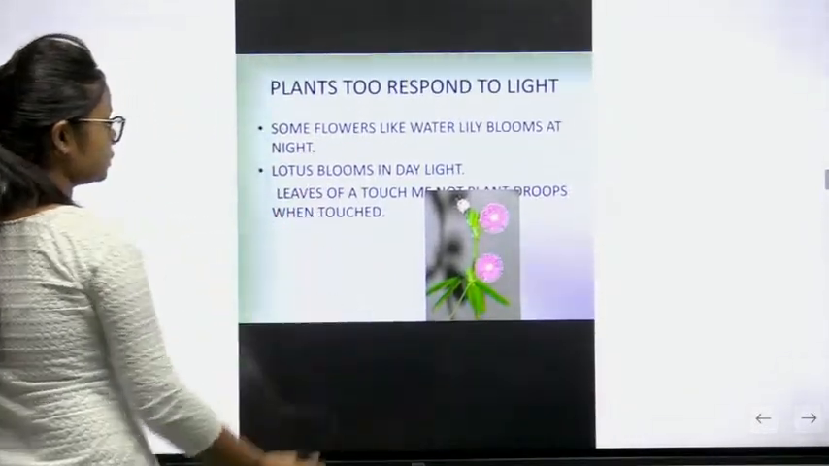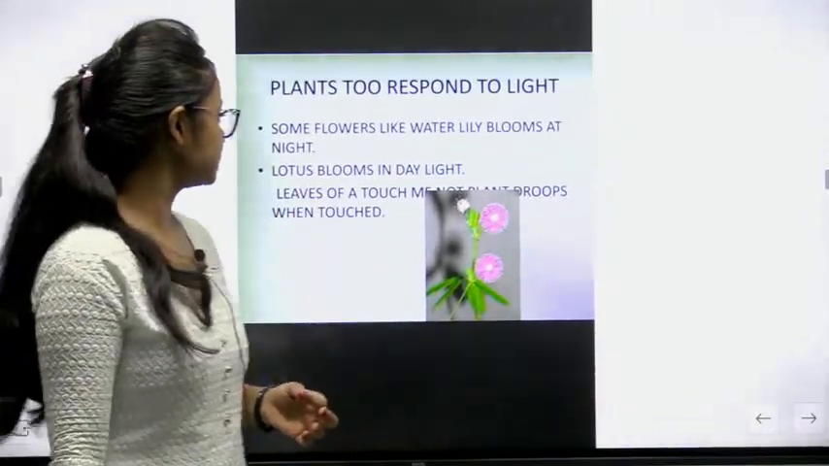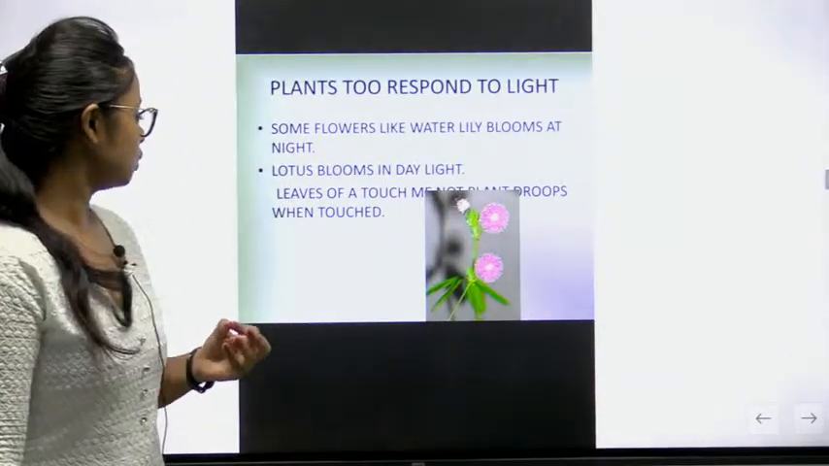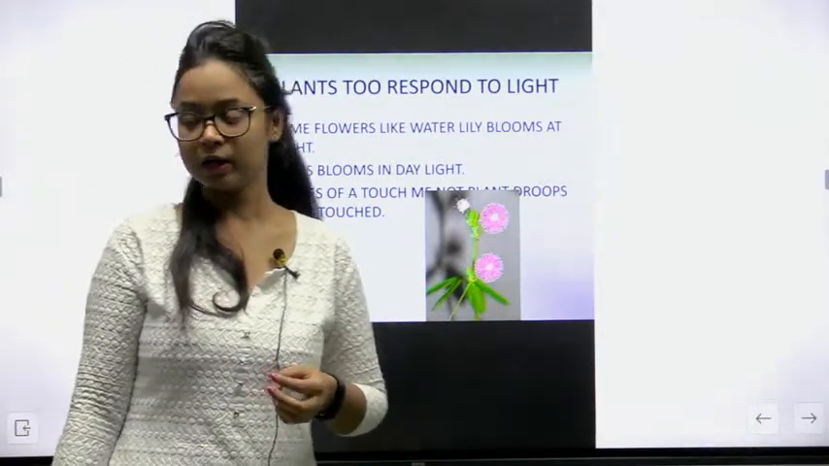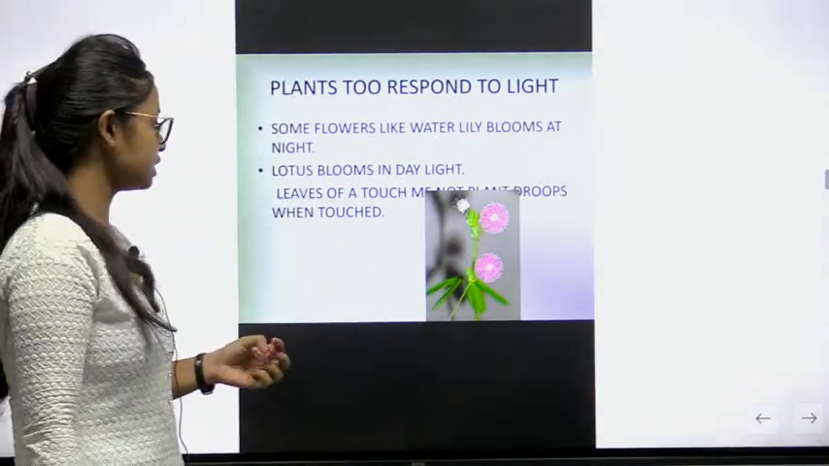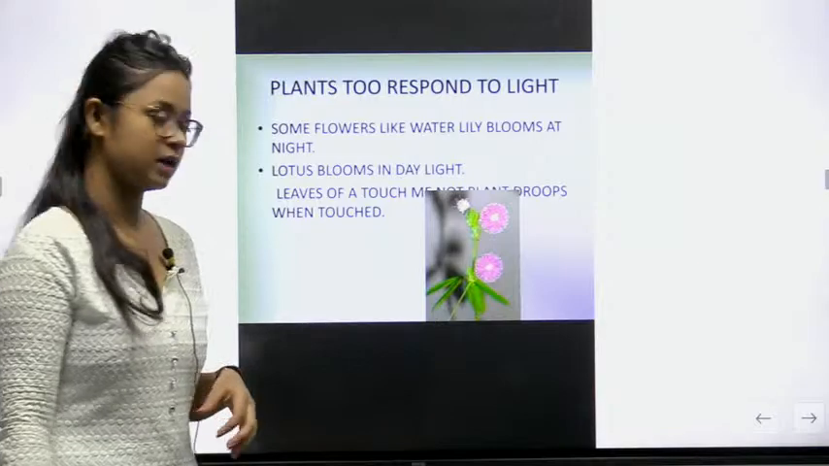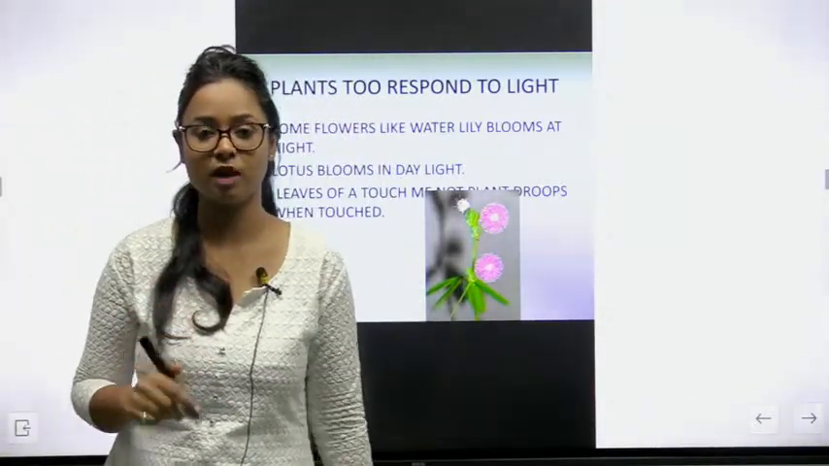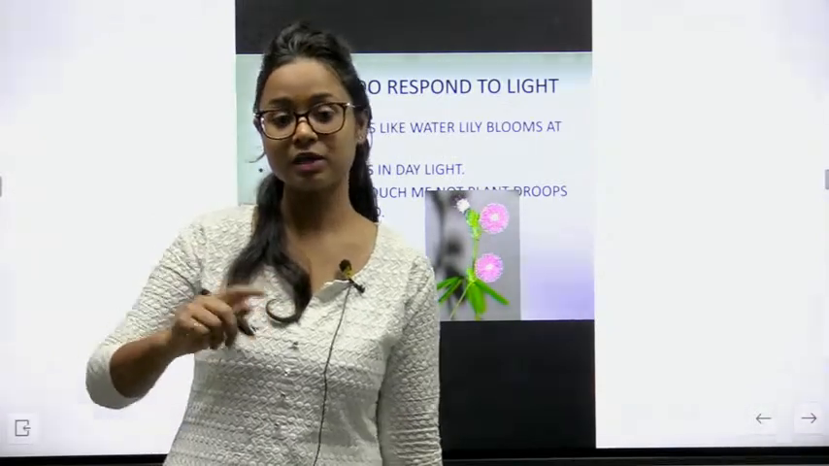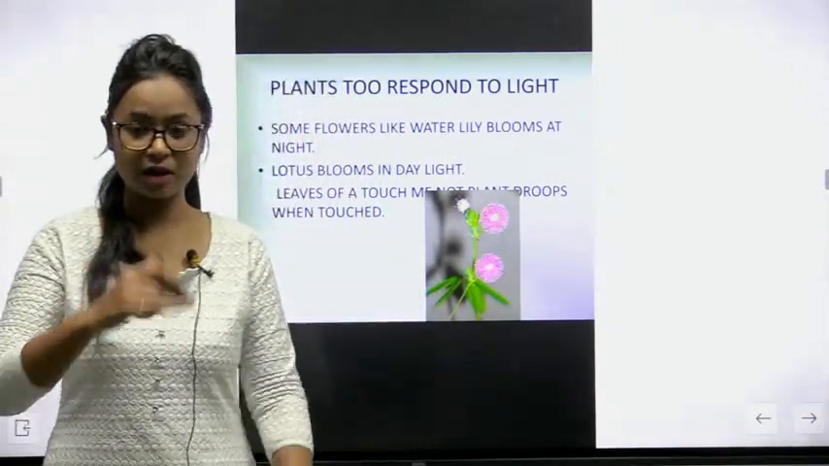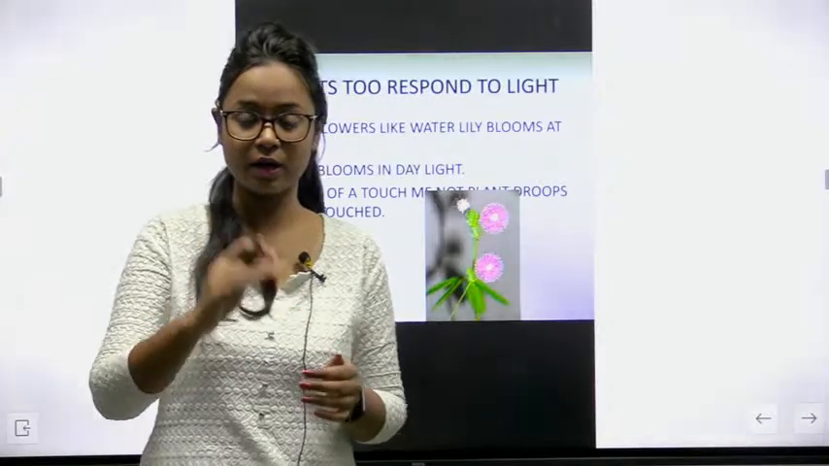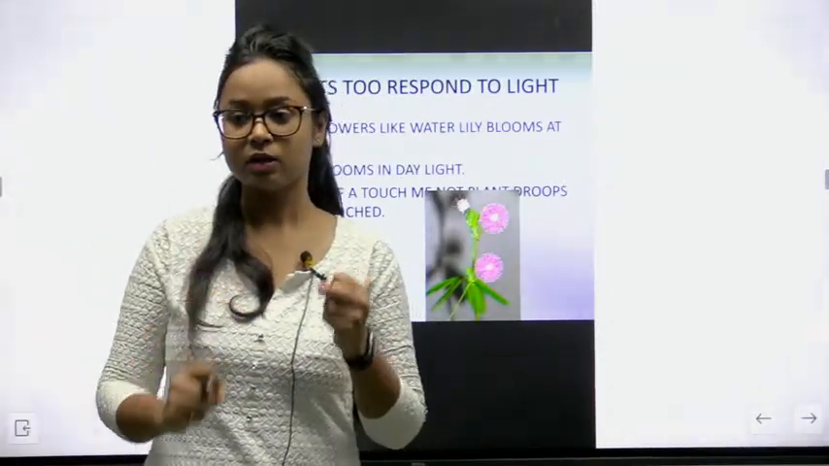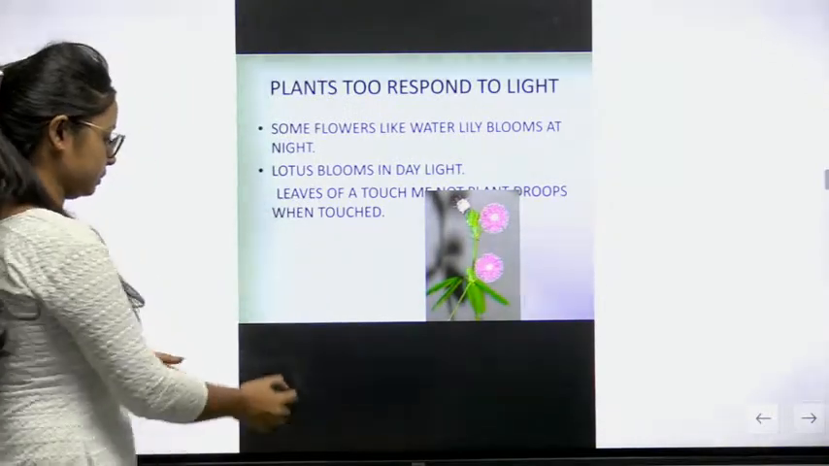Plants also respond to light. For example, some flowers like the water lily bloom at night and the lotus blooms in daylight. Clear? Now, the leaves of the touch-me-not plant droop when touched. I've given this example. When you touch the leaves of a touch-me-not plant, what will happen? They will shrink. Why? Because they respond to stimuli. You are touching them, they can feel and they are reacting to it. So when you are touching it, that is a stimulus, and they shrink their leaves. So that is a response.